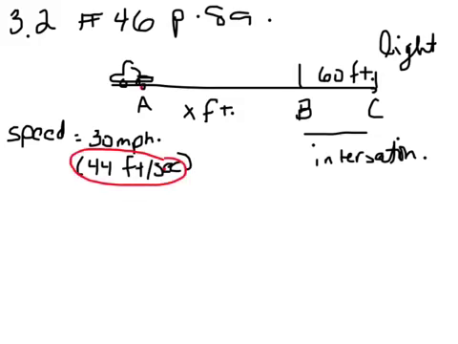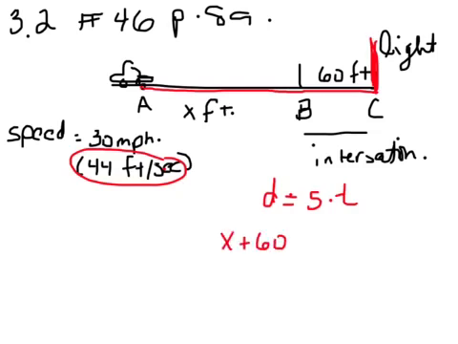And the thing about it is you're trying to make it through the light, right? And they want to know how far you can be from the intersection to get through it before the light turns red. So here's the thing. You know that distance is equal to speed, or the rate, times time. Okay. So now you've got the distance of x to go plus 60 feet. So your distance x plus 60, you have to clear that before the light turns red.